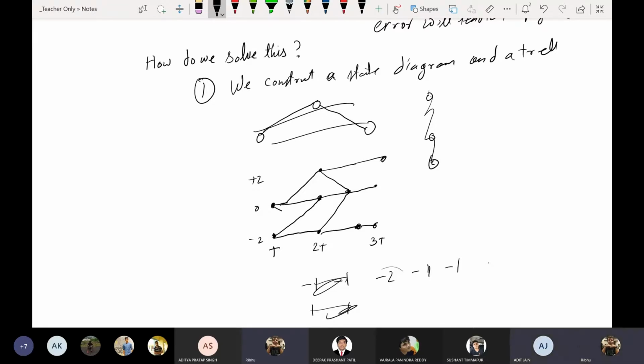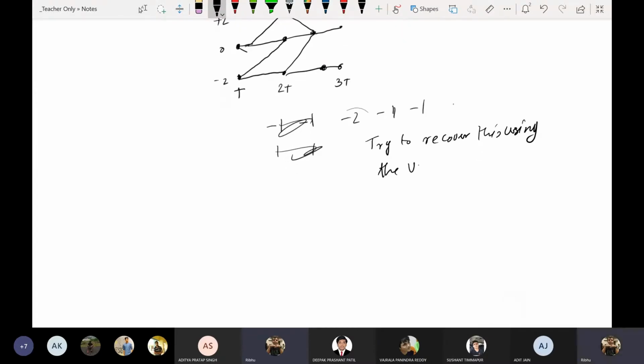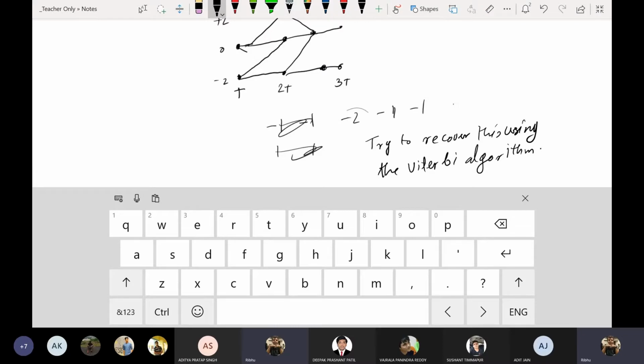So you construct a trellis and try to recover this using the Viterbi algorithm. That is one way of doing things, and that is why the Viterbi algorithm is so important.